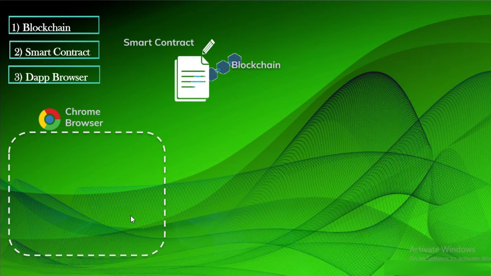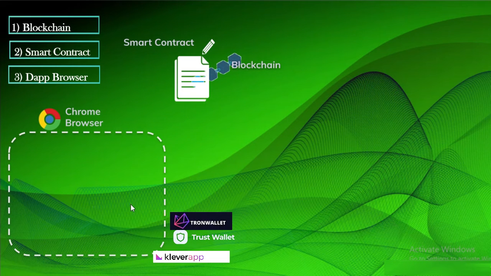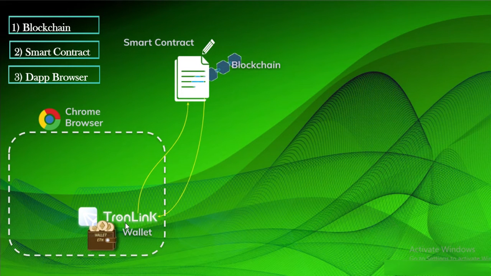This is why users of Chrome browser, for example, need to install Tronlink wallet first in order to Dapp-enable it so that they can proceed to use it to access their smart contract platforms. However, some browser wallet apps like Tron Wallet Browser, Trust Wallet Browser, Clever Wallet Browser are Dapp-enabled and do not require you to do any additional installations for you to access your smart contract platform.